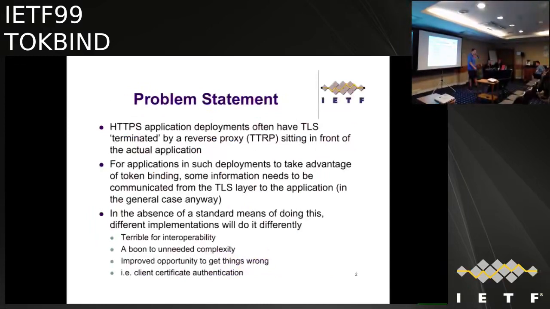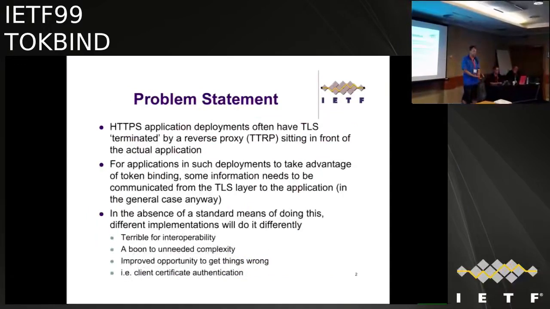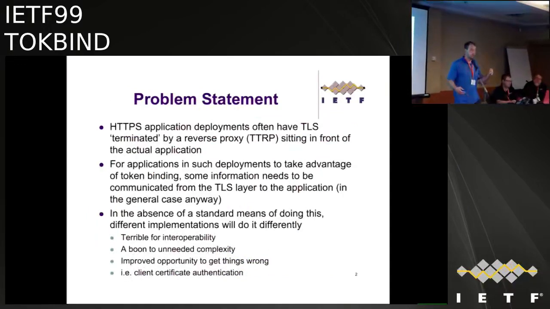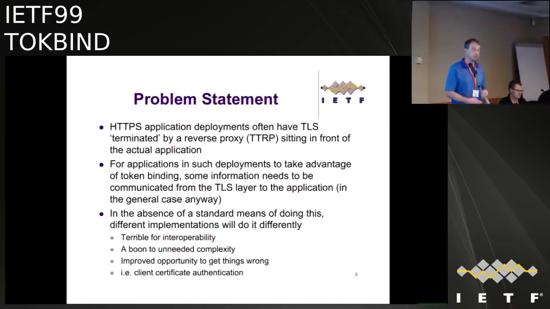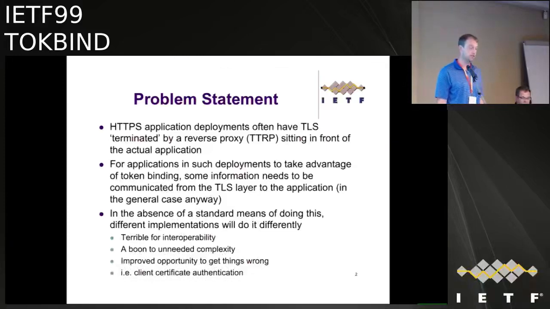So this will be repetitive to some, but I'm going to start from the beginning since we don't have a working group draft yet. Many application deployments with HTTPS have TLS terminated by some kind of reverse proxy sitting in front of the actual application. This happens in all kinds of different environments, from cloud deployments with a Cloudflare or an Amazon Elastic Load Balancing, to internal on-premises deployments where you have an Apache or an Nginx or an F5 terminating TLS. It's common across all sorts of deployment environments. Pretty much anything of any significant scale will have this pattern.